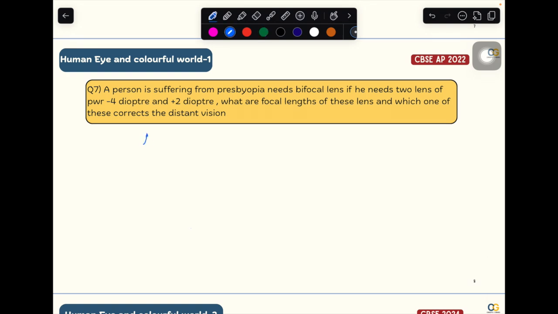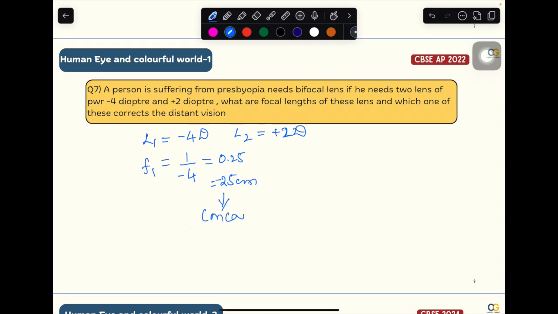You have 2 lenses here. Let's say lens 1 has a power of minus 4 diopter, and the second lens has the power of plus 2 diopter. If I take the focal length of this, it will be 1 by minus 4, which is equal to 0.25 meters or 25 centimeters, and it is negative. So if it is negative, it is a concave lens. And focal length 2 is 1 by 2, which is equal to 0.5, which is nothing but 50 centimeters, and it is positive. Since it's positive, it's a convex lens.